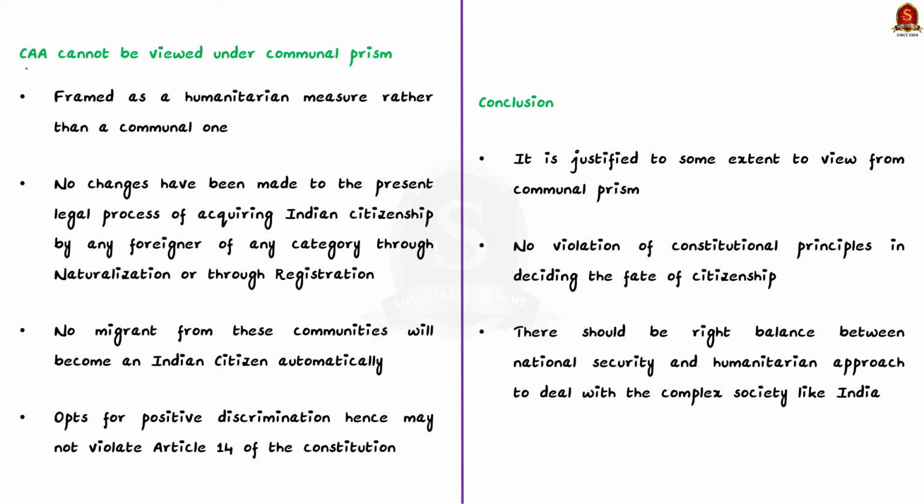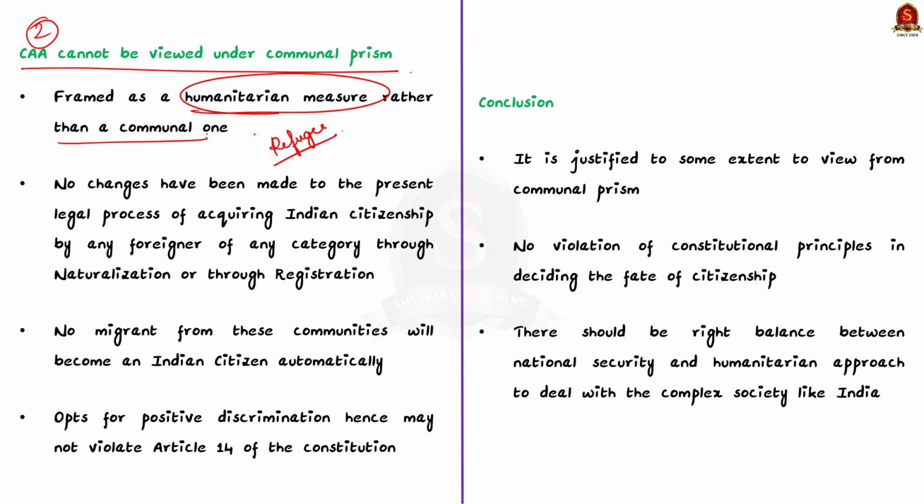Here we can write that CAA is not discriminatory in nature when viewed from the communal prism. Firstly, CAA aims to provide refuge to persecuted religious minorities from neighboring countries. From this perspective, CAA is framed as a humanitarian measure rather than a communal one. It just seeks to address the plight of vulnerable religious groups in the neighboring countries.